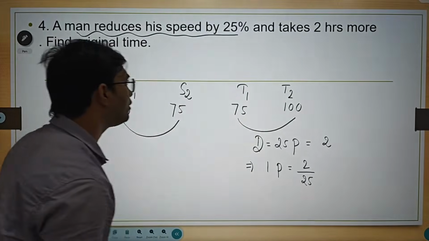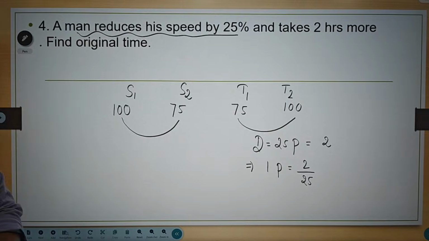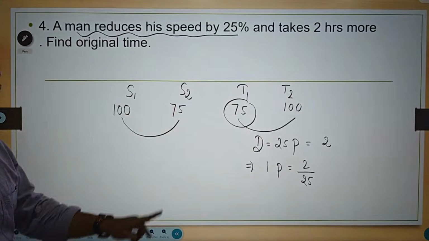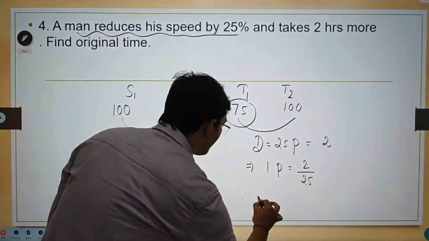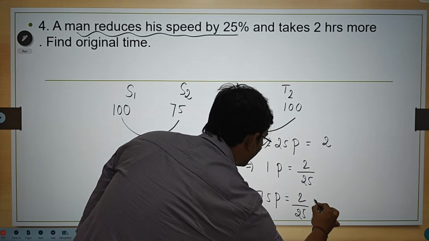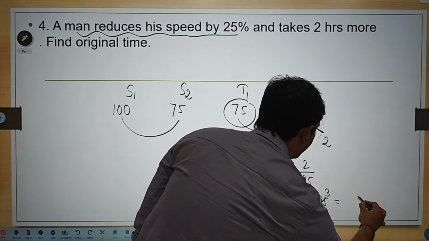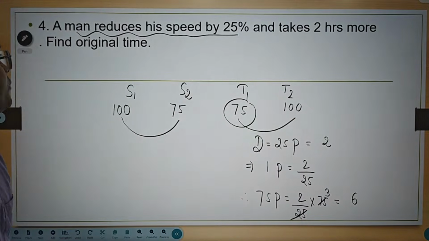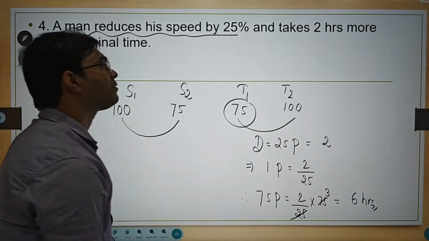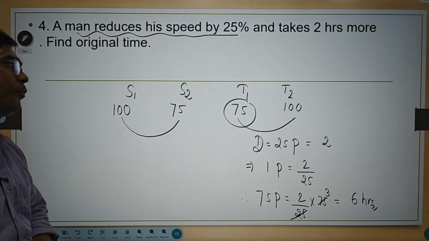What are we supposed to find out? When the speed is decreased by 25%, find the original time. You know that this is my original time. That is how many part? 75 part. You know the value of 1 part. Therefore, the value of 75 part will be equal to 2 by 25 into 75. 25 into 3. So the answer must be equal to 6. What we are saying? Find the original time. So 75 part is 6 hours. So what is time taken in the beginning? 6 hours to cover the journey. I hope it is clear.